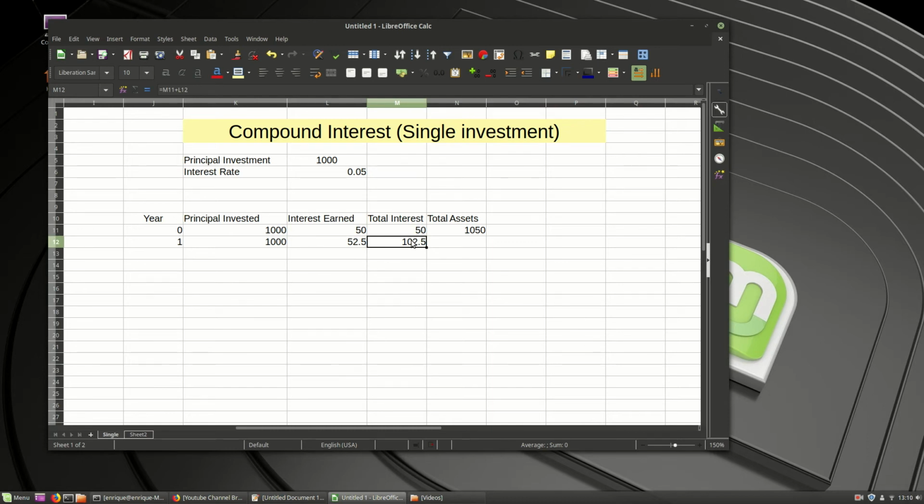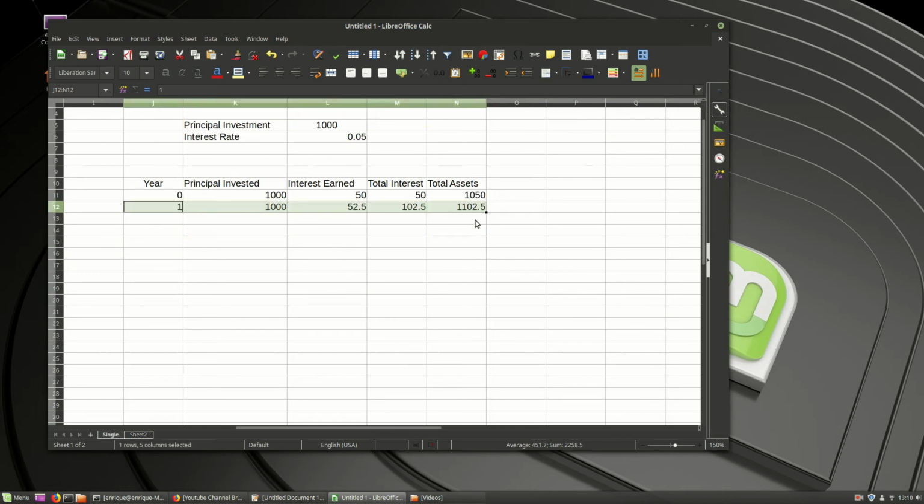And so our total assets are going to be equal to this 1050 here, plus the interest that we earned. So, 52.50 or 52 and a half. Sorry. So yeah, 52.50. And we'll let this pattern continue.